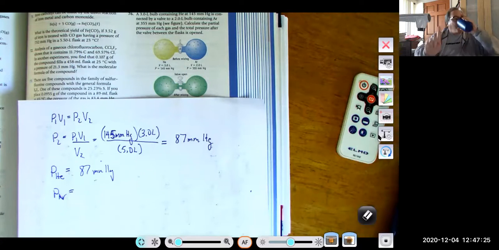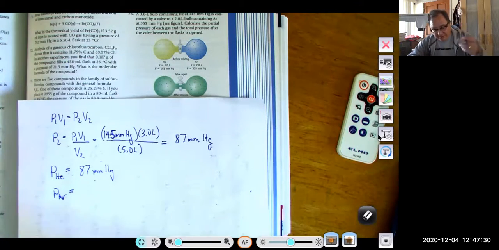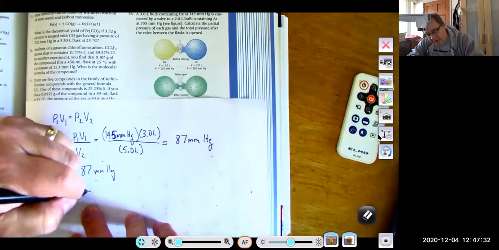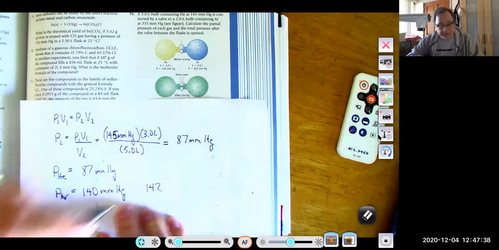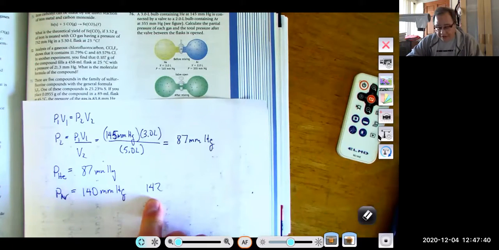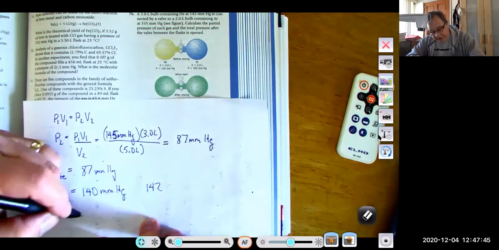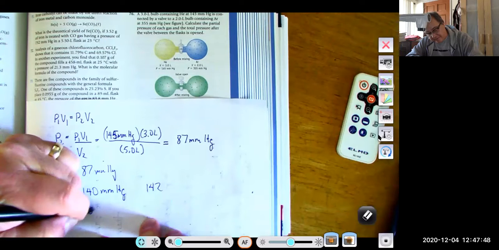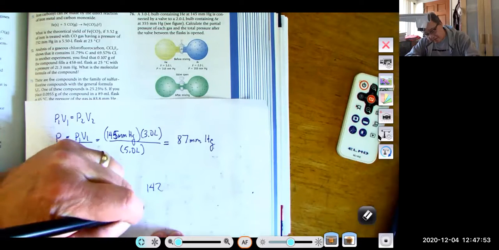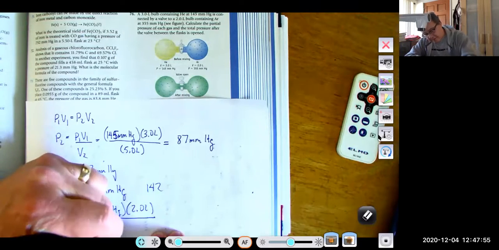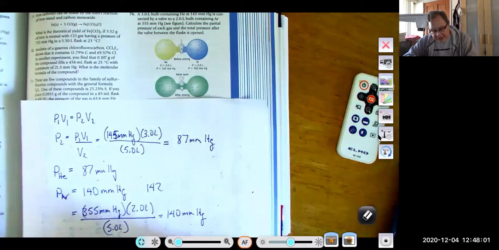Sorry, I didn't see the thumbs up. I was distracted. I get 140 millimeters of mercury. If you wrote 142, that's got too many significant figures because you have 20 divided by 50. So if you wanted to show the work here, it would look like this. And this has 2 sig figs.